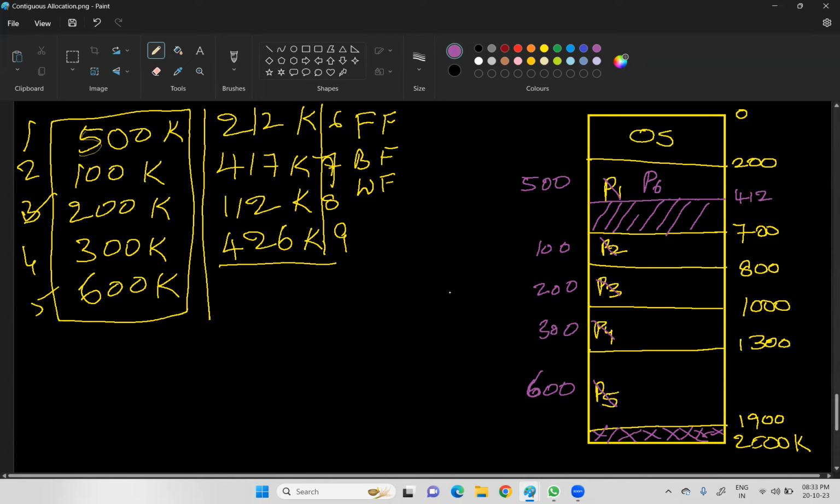Now the next process is 417. I am talking about the first fit algorithm. While searching, P2 is not enough. That is 100 kilobytes is not enough, and then 200 is not enough, and 300 is not enough. So 600 is available here. Yes, 426 is going to be taken.